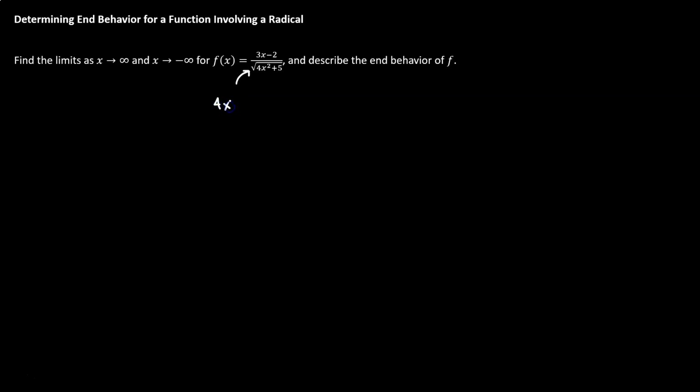Now be careful, this is not the highest degree term. 4x squared is inside of the square root, so really the highest degree term is 2 times the absolute value of x. So when we go through and divide every term in our function, we're not going to divide by x squared, we're going to divide by the absolute value of x. I'm going to write this like this.